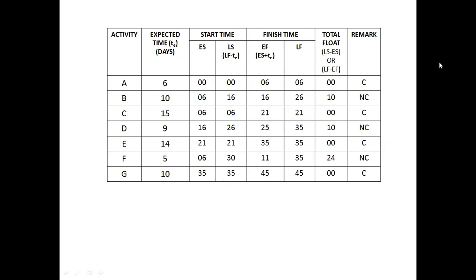The activities which are having 0, 0 float are called critical activities. In this case, the activity A is having 0, 0, so it is marked as C, that is a critical activity. And B is having 10 as a total float, which means the activity B is not a critical activity. Hence, it is denoted as NC, that is non-critical. Like that, for C, for E, and for G, the total float is 0, 0, so they are identified as critical activities. And A, C, E, G are critical activities based on their total float.